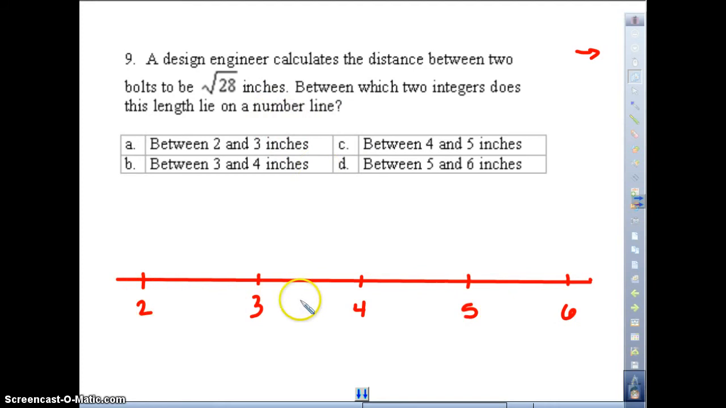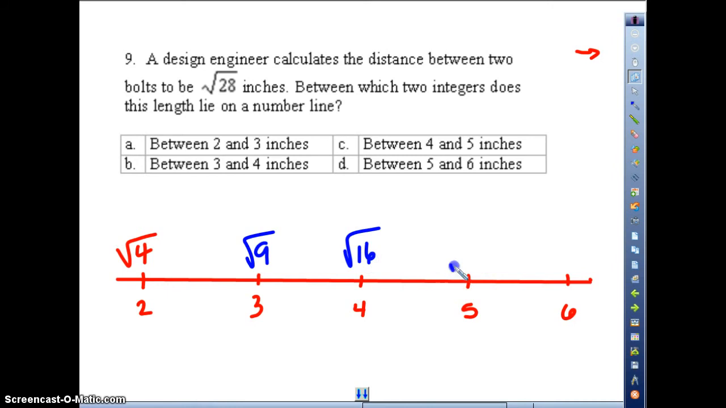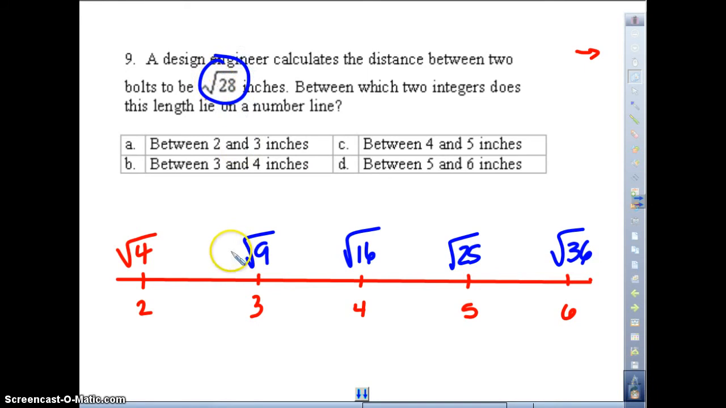Yeah, a number line. So here's my number line, and I'm using all of these numbers that they gave me in the answers. Now, I know that 2 is the square root of 4, 3 is the square root of 9, 4 is the square root of 16, 5 is the square root of 25, 6 is the square root of 36, and they gave me the square root of 28. Well, where does the square root of 28 fall on this number line? Yeah, somewhere in here, so it falls between what two integers? Pretty simple.